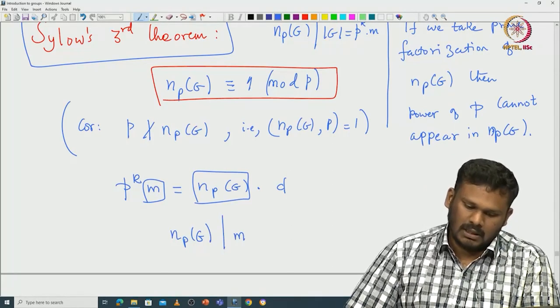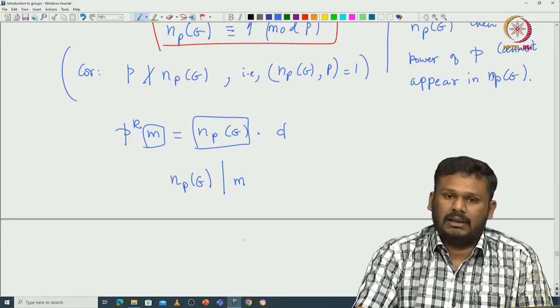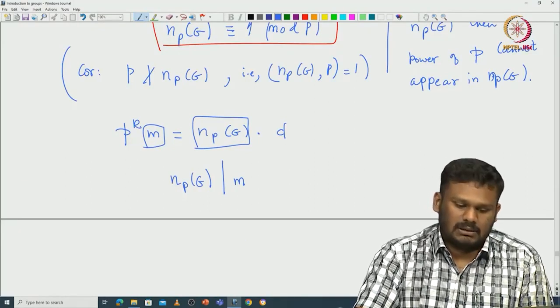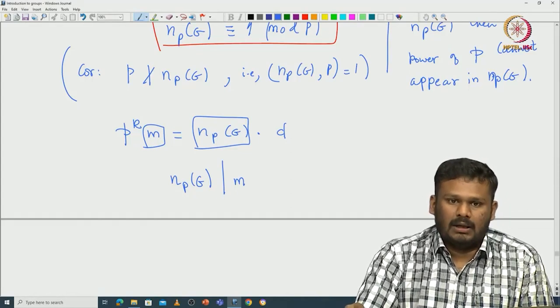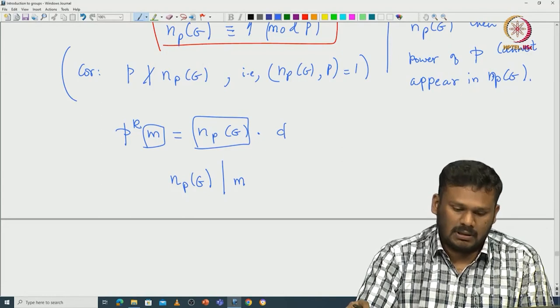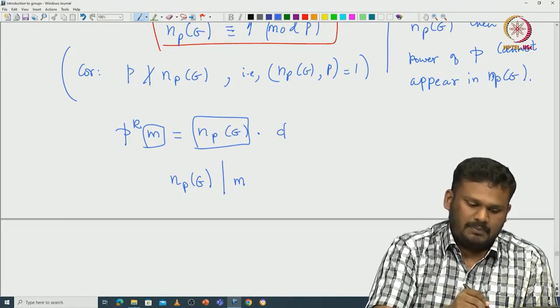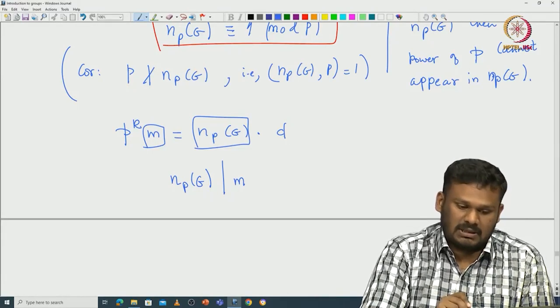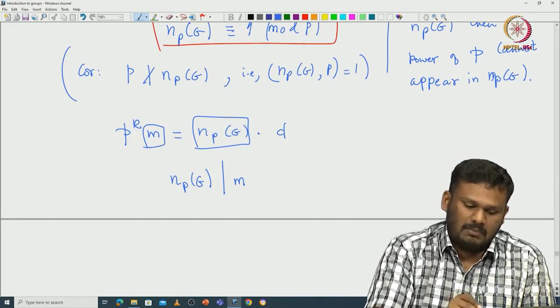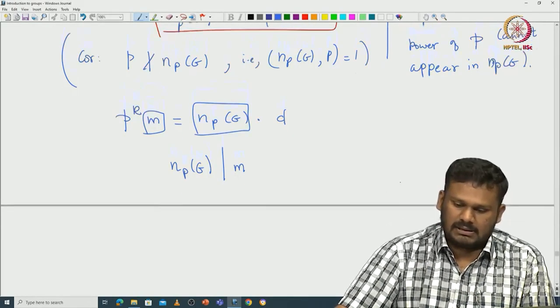So you can write down the prime factorization and then look at it. If you take the prime factorization of M, you can see that except this particular prime P power K, all other prime factors of the cardinality of G must appear in M. Okay. So let's write it.